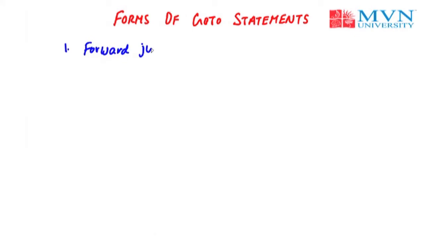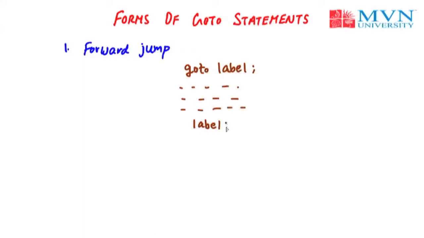There are two forms of go-to statements. The first is the forward jump. In this, first we write the go-to keyword with the label, semicolon, then the set of statements, then the label, colon, and the other statements. The control goes from the go-to keyword to the label.